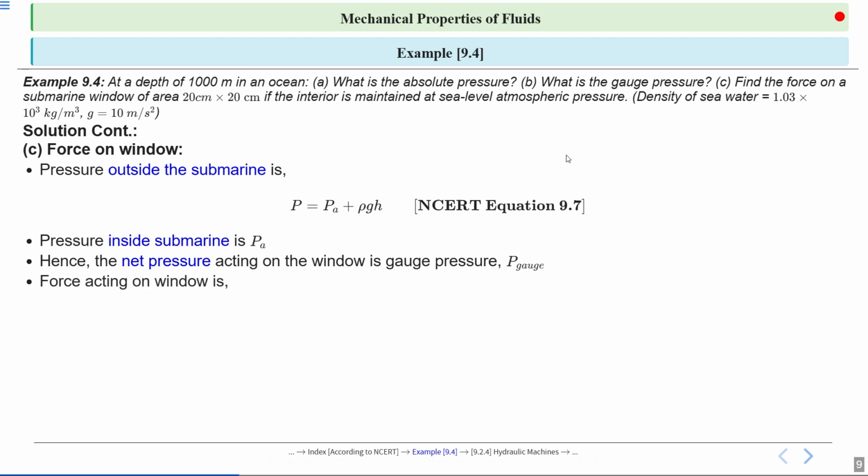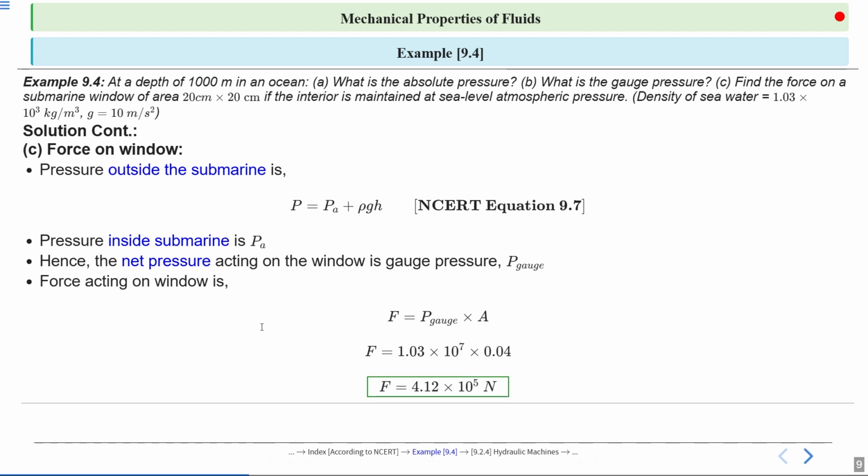So force acting on the window is F equal to P gauge into A. Alright. So substitute the values, we calculate the force. F equal to 1.03 into 10 raised to the power 7 into 0.04. After performing the calculation, we find that the force on the window is 4.12 into 10 raised to the power 5 Newton.